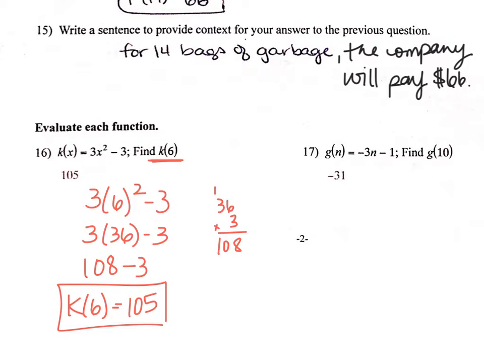On this second one, we're going to do g of 10, which is going to equal negative 3 times 10 minus 1. Got to multiply first. That's negative 30. Minus 1 is negative 31. So g of 10 equals negative 31.